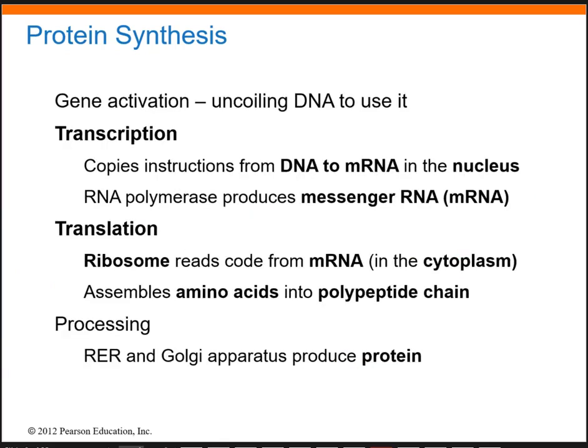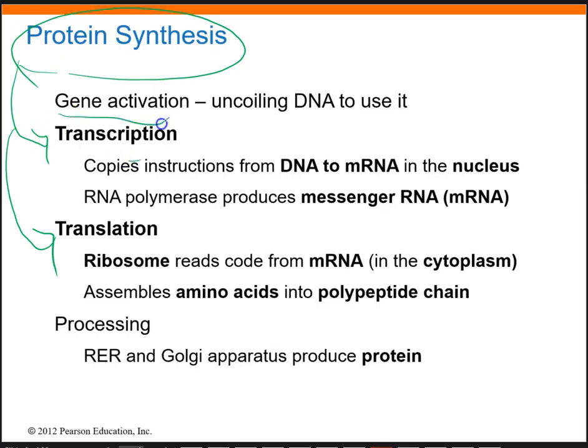Now, the process of protein synthesis. Protein synthesis involves a couple major processes. The major processes are transcription and then translation. There's other stuff involved, but those 2 are the major things that need to be done for protein synthesis. Really, first, before transcription, we do have gene activation. The gene is like the recipe.